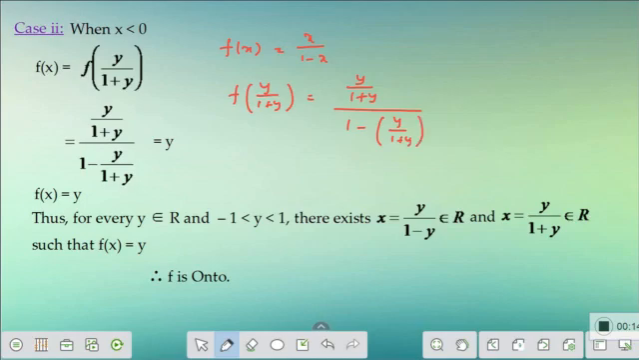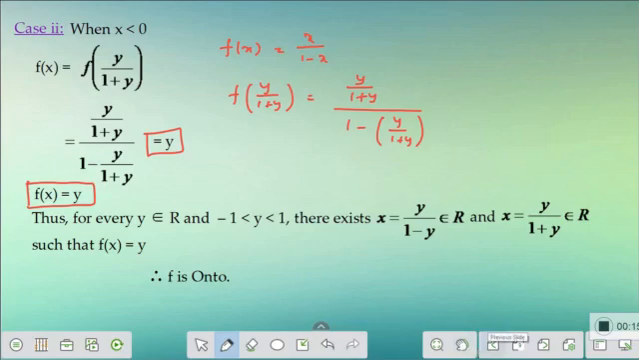Now simplification, as usual, we have to proceed with, and we can see that it gives you the value y, that is f of x is equal to y. So we see that f of x is equal to y when x is positive and also when x is negative. So for all the cases, we are able to find f of x equal to y. That is, for every element y in the codomain set, we are able to find a pre-image in the domain set. So this means that there exists some value x equal to y by 1 minus y and y by 1 plus y, where x is an element in R, such that f of x equal to y. So this tells you that f is onto.